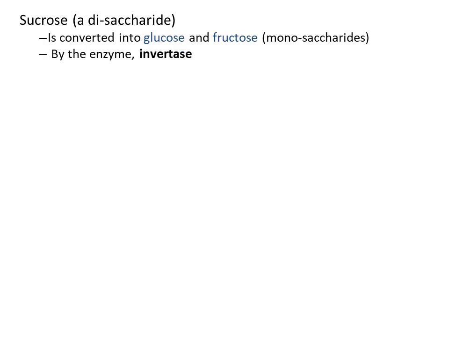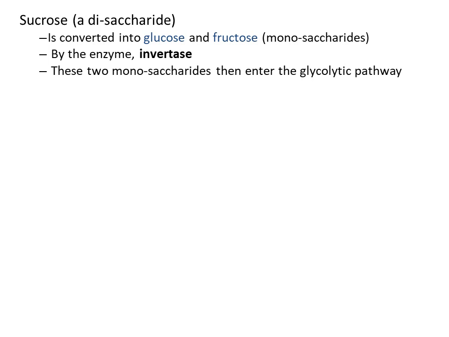Sucrose is a disaccharide containing glucose and fructose. So it is first broken down into glucose and fructose, its component monosaccharides, by the enzyme invertase. And then these two monosaccharides enter the glycolytic pathway.